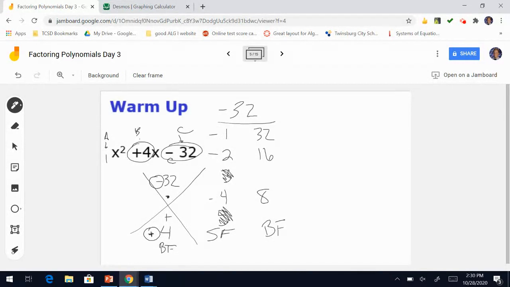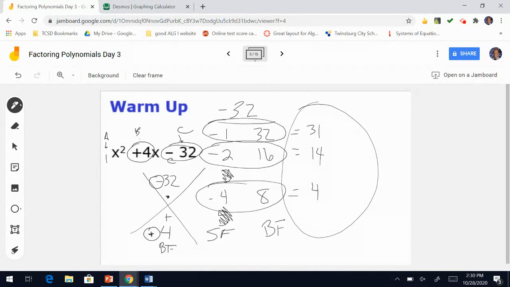So now we just add these up. What is 32 minus 1? 31. What is 16 minus 2? 14. What is 8 minus 4? Or 8 minus 4, yeah, equals 4. So these are all possible B values to this problem. What specific problem are we doing?